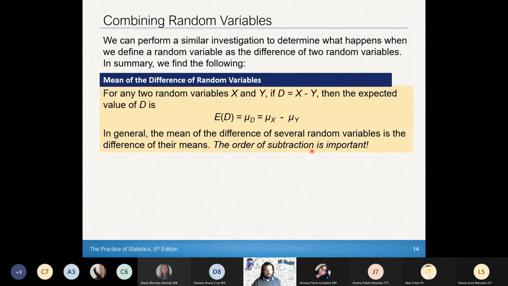Remember, the order of subtraction is important. If D is defined as X minus Y, then you have to subtract the mean of Y from the mean of X. They have to go in order. In short, 5 minus 2 is not the same as 2 minus 5. Right? Order changes the results. You have to do them in the order defined.